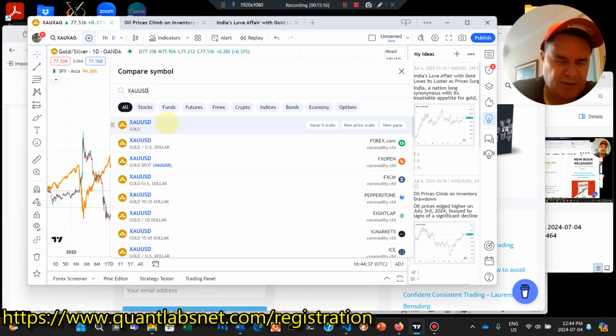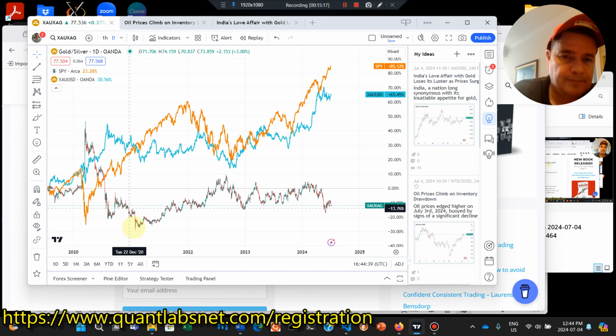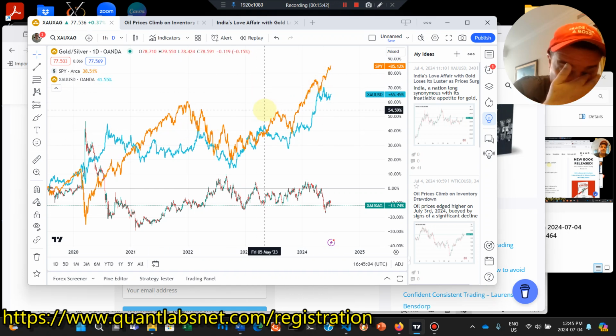XAU USD, gold and US dollar, you could see gold has spiked and now gone into this random walk or plateau or flat line here because the markets are moving up. Gold doesn't move up as well. But this is the problem with gold. Gold is supposed to be contrarian or have an indirect relationship with the performance of the markets. That's why people kind of question that.